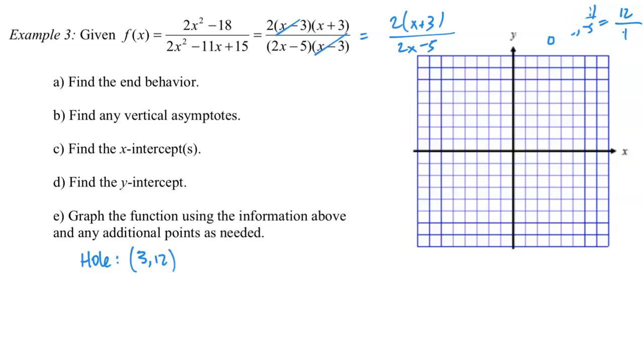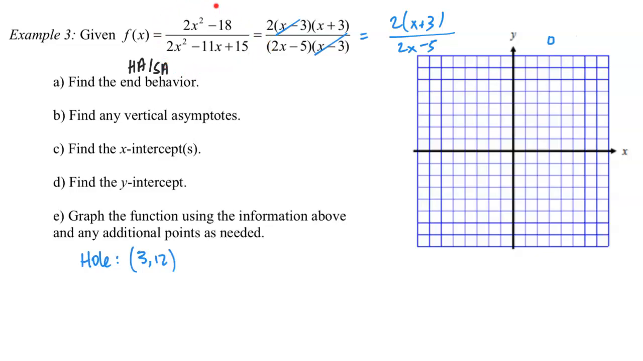Okay, so now we're ready to start answering these questions in order to see if we can graph this. Letter A, find the end behavior. Just as a reminder, or maybe this is the first time you're hearing this, and that's okay, end behavior just means what is the horizontal asymptote or slant asymptote. Most of the time, if not all the time, finding the end behavior is more easily done looking at the original version of the function.